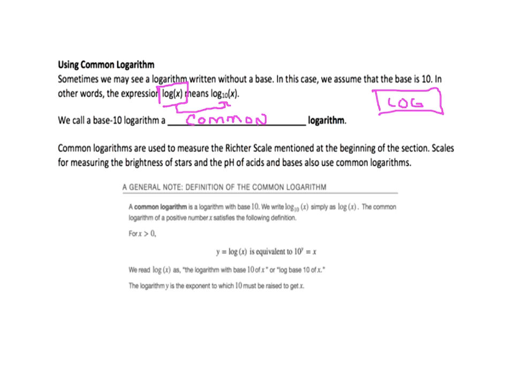So that's nice for our Richter scale, since our Richter scale is also in base 10. And just an interesting side note, scales for measuring the brightness of stars or the pH of acids and bases are also on a logarithmic scale using common logs. The important takeaway: y equals log of x is equivalent to 10 raised to the y equals x, because it's understood to be base 10.